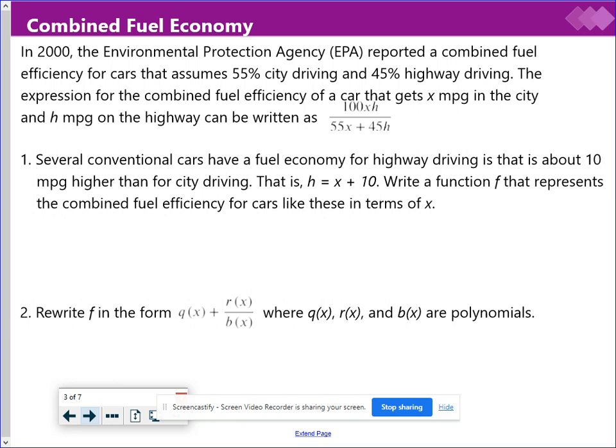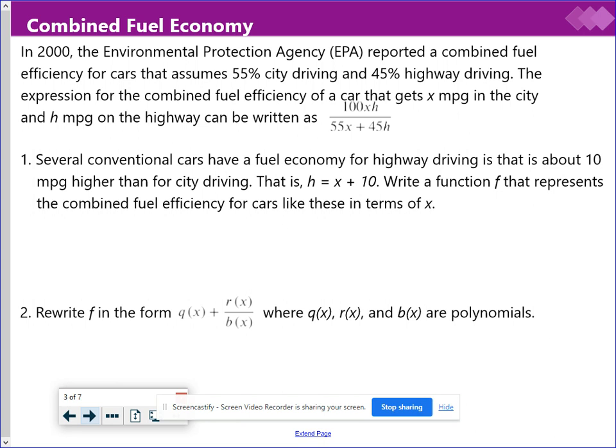So several conventional cars have a fuel economy for highway driving that is about 10 miles per gallon higher than for city driving. So the h that we're going to use is x plus 10. We've been doing some of these problems where we can do a substitution. Instead of having multiple variables, we can take the h out of there and replace it with x plus 10, trying to get a fewer number of variables in our problem. So we're going to write this function so that it's all in terms of x.